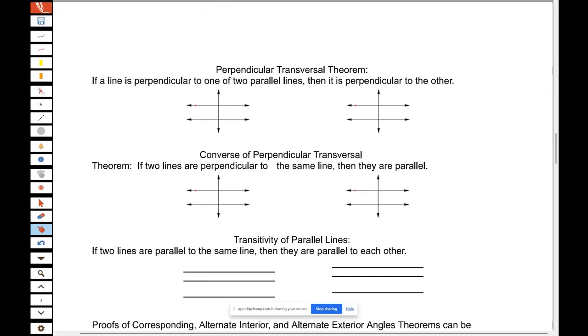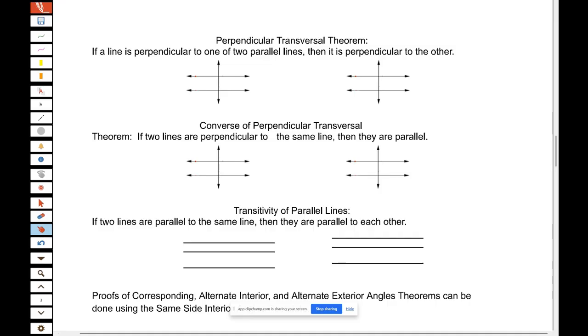Now let's talk about some little side theorems to do with perpendicular and parallel lines. The first one is called the perpendicular transversal theorem.